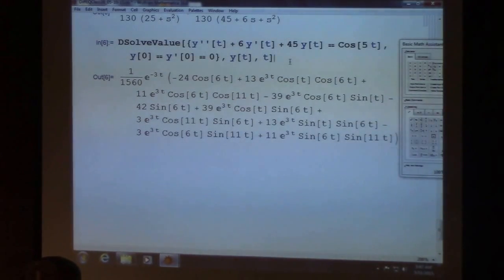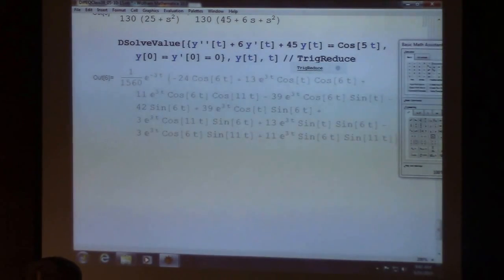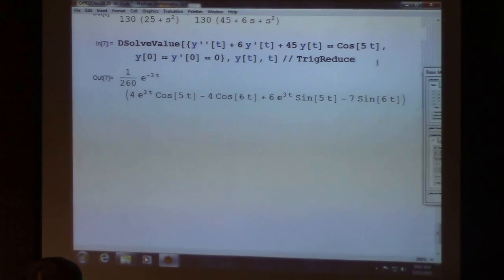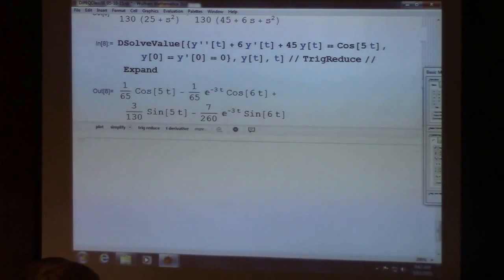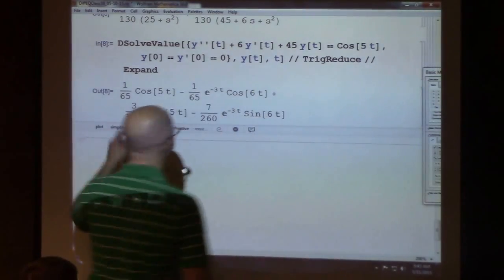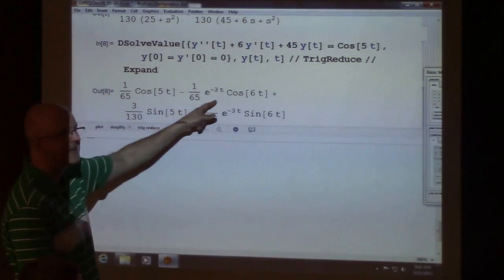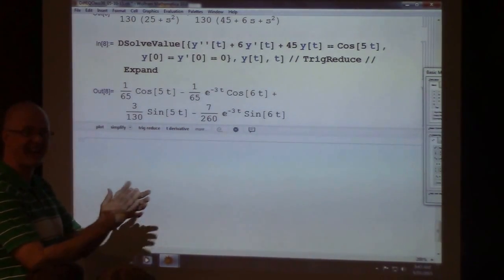So did we do it wrong? I don't think so. If you apply TrigReduce to that, it does look better. And now expand. Do we have a match? 1/65 cos 5t, 3 over 130 sin 5t. Yes! Give me a hand.